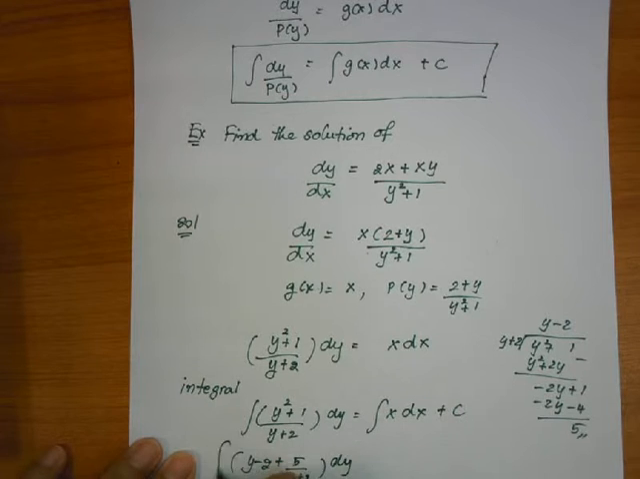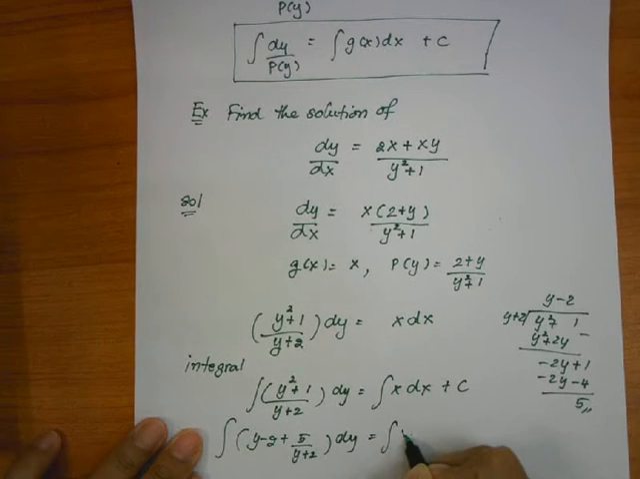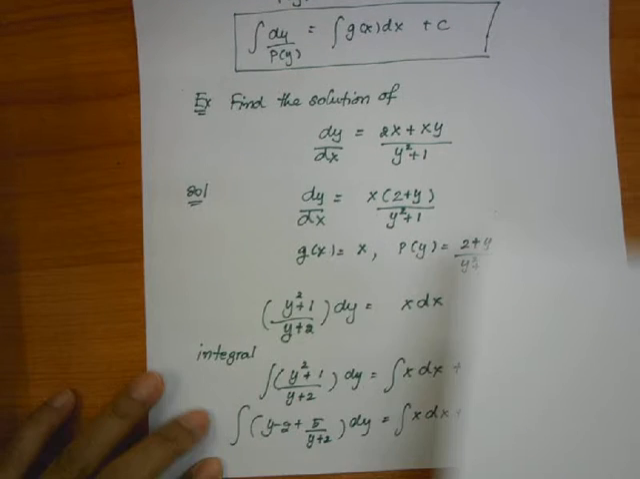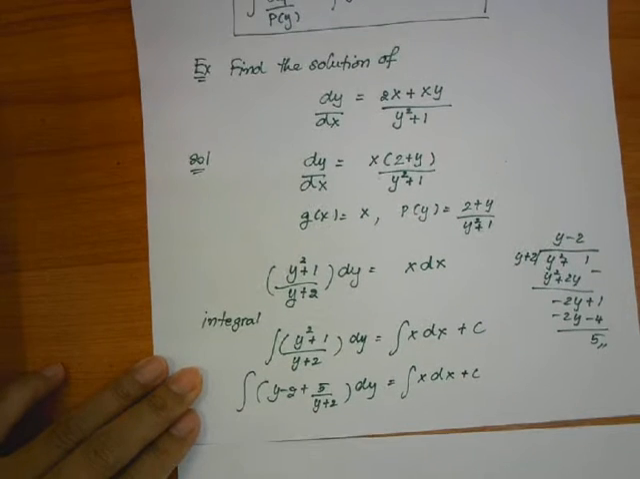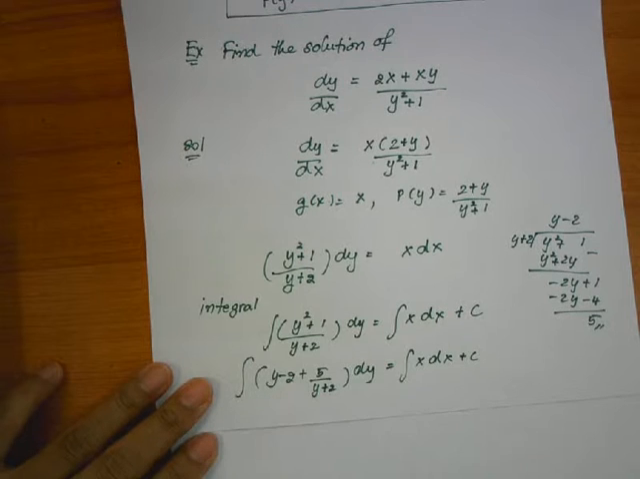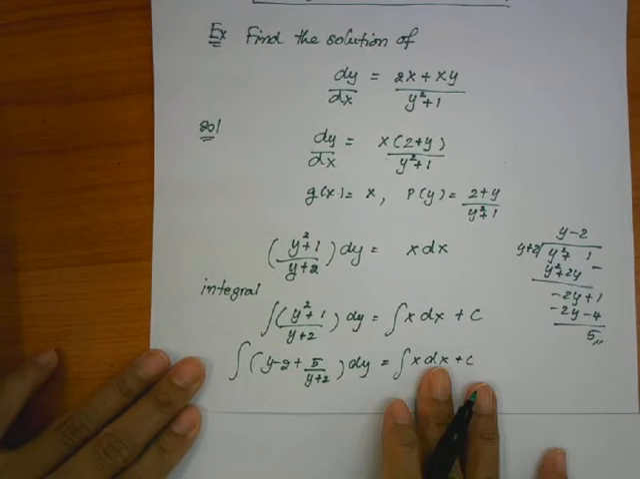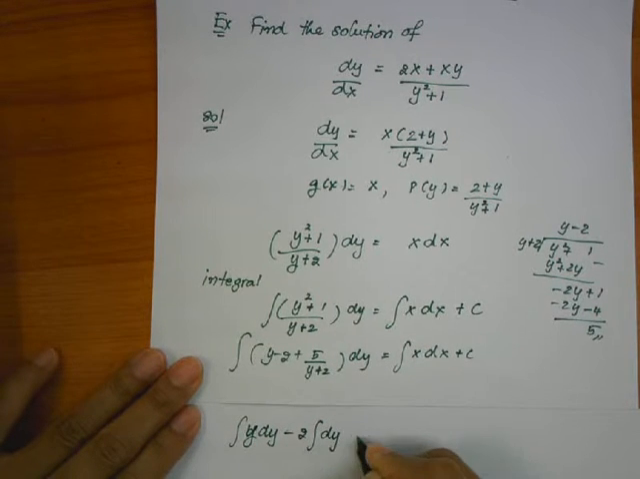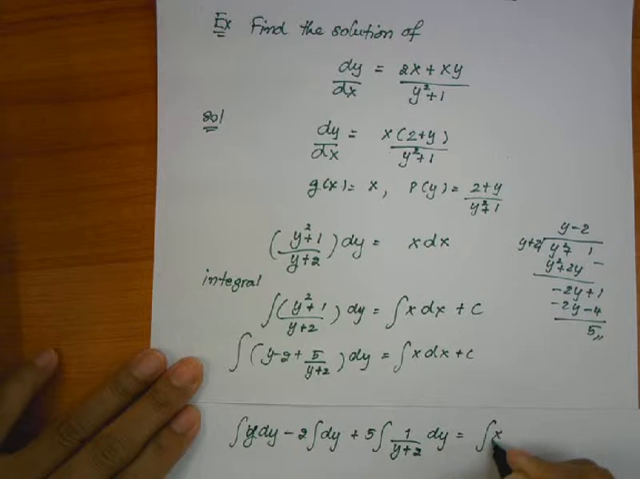Now, can you do the integral of this term? If it goes like this, can you do the integral of this term? You can use the distribution property. So you would get the integral of y dy, minus 2 times the integral of dy, plus 5 times the integral of 1 over y plus 2 dy, equal to the integral of x dx plus 6.